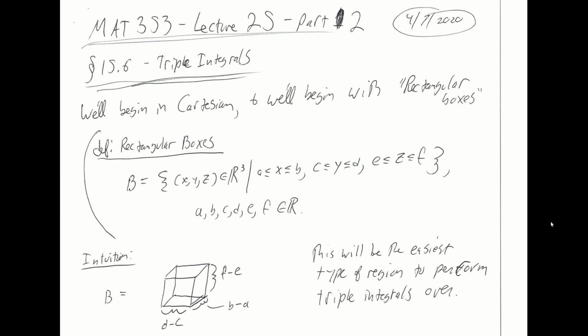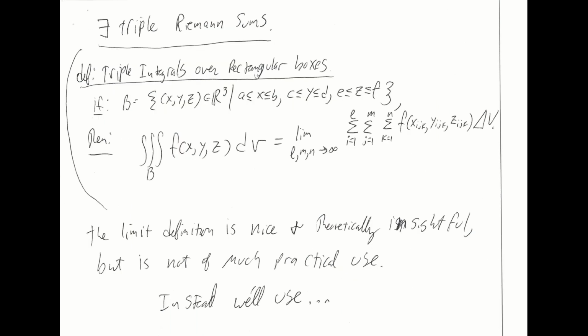This is going to be, again, the very easiest type of region that we can take triple integrals over. And in fact, we will see that we do have something like Fubini's theorem for triple integrals. First, the definition of triple integrals over a region of this type is going to be given by triple Riemann sums. So in Calc 2, we studied Riemann sums.